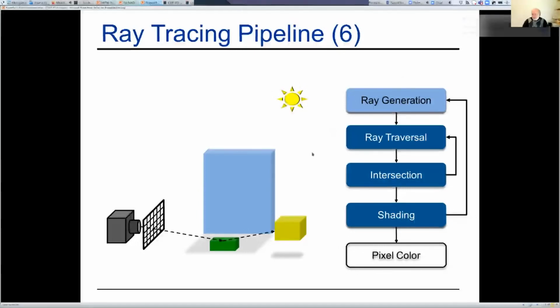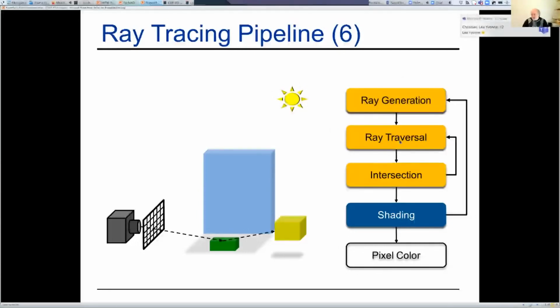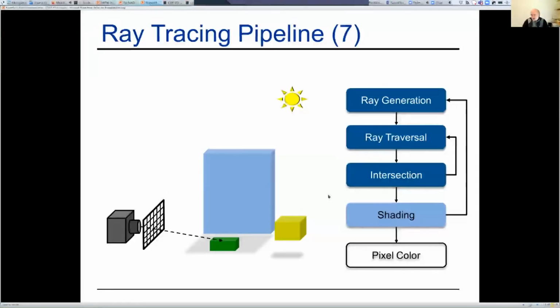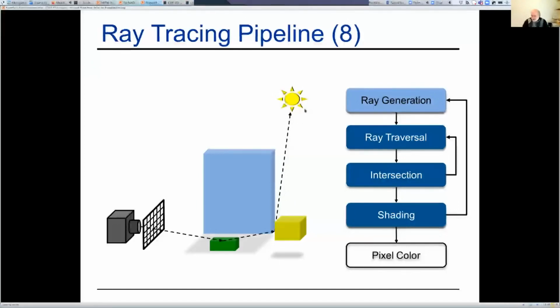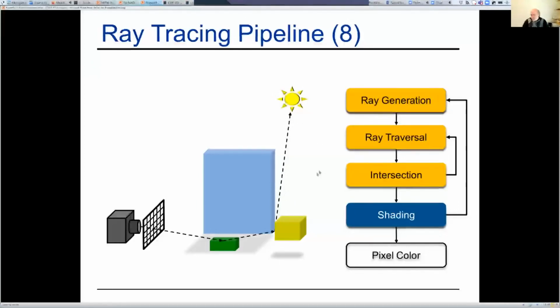So we generate the ray, right? We traverse it as usual. We maybe do our intersection computations. We continue traversing until we found an intersection. And then we do the shading operation, right? So we're here at this point, and we do shading. We trace a shadow ray towards the light source, which again involves generating the ray, traversal, and intersection.